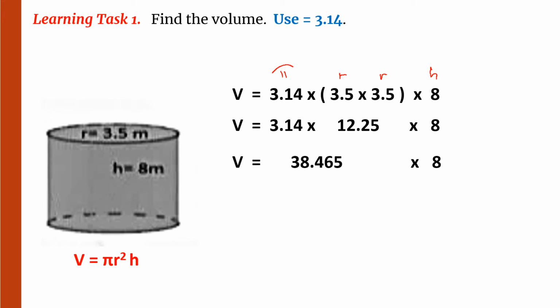Okay? Next, we have 38.465 times 8. Saan naman galing ang 38.465? It is the product of 3.14 and 12.25. Then copy times 8. Next, we have 307.72 cubic meters. Ito naman yung product of 38.465 times 8. Therefore, our answer is 307 and 72 hundredths cubic meters.